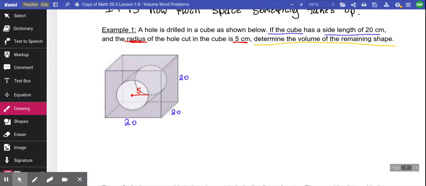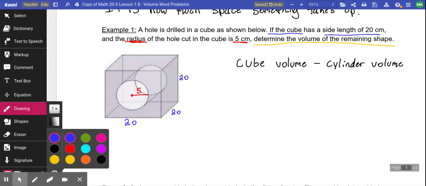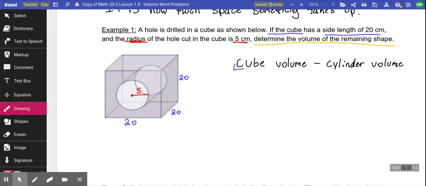So Jordan said you're going to take the cube volume and subtract the cylinder volume. And that'll give you that remaining piece. So do the big object, subtract out that hole that you cut through the middle. How tall is the cylinder? Good question. We're almost there.